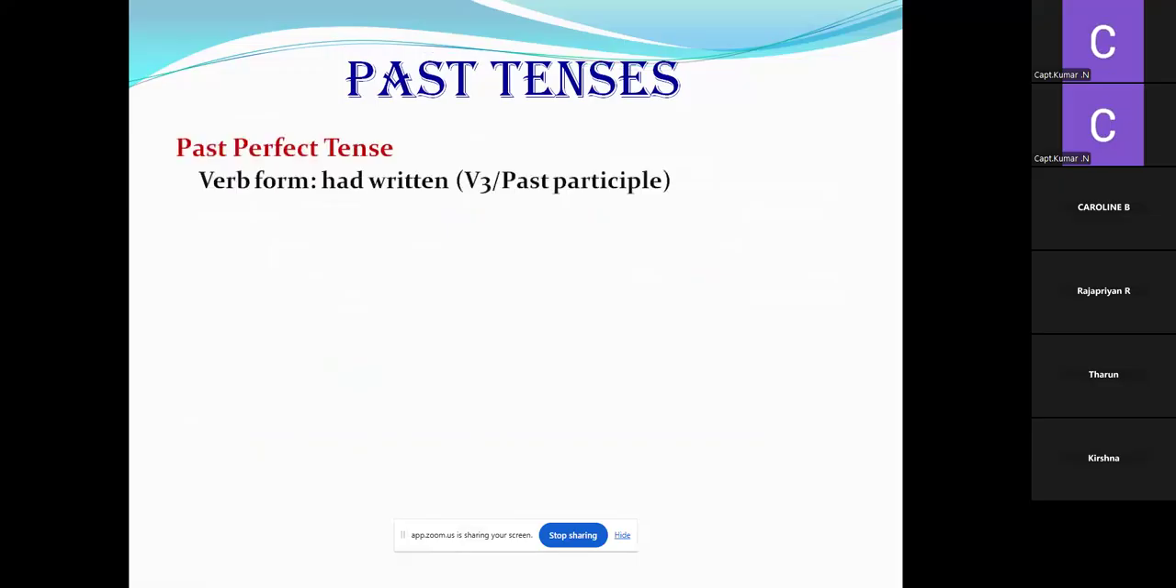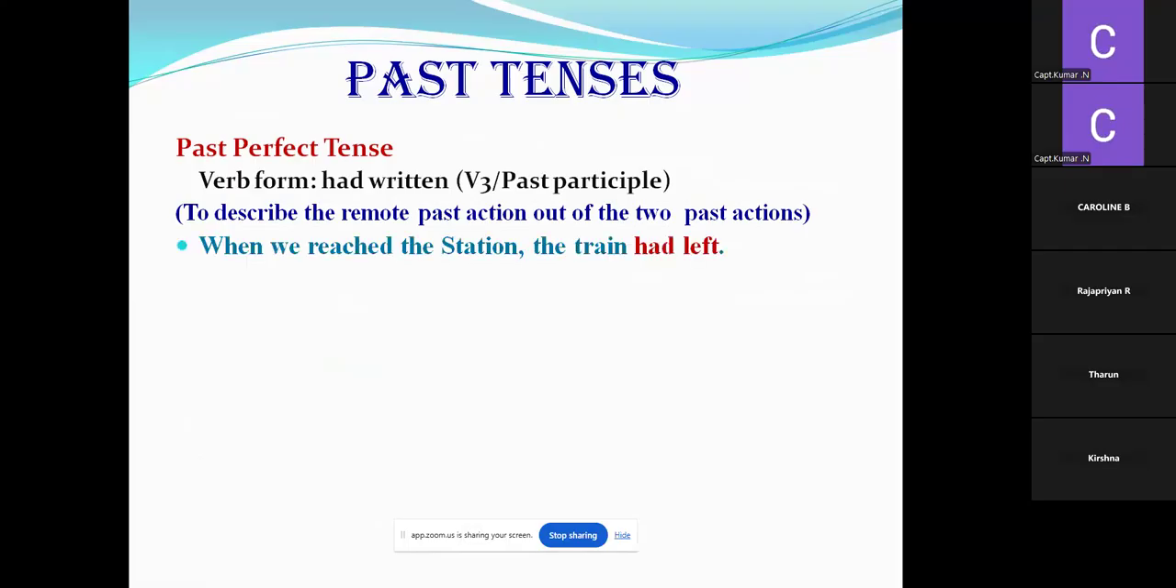Next is past perfect tense. Again, perfect means completed, but here we use this to express a completed action which started in the past and got over in the past. Especially we use this tense when we talk about two past actions at the same time. So we use this past perfect tense to express the action which happened first or happened in the remote past.